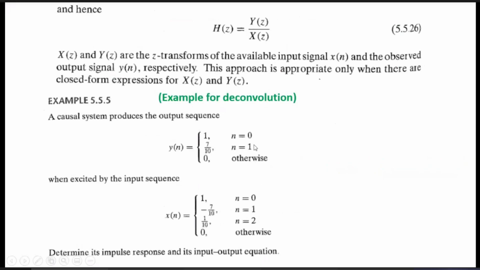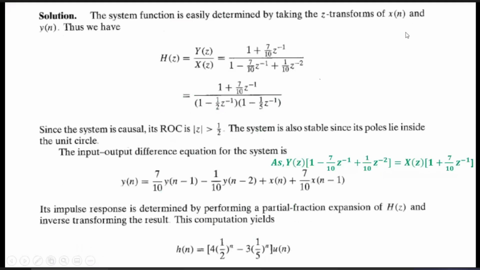Okay, you see, so that time it will become 1 plus 7 by 10 z inverse. Similarly, X(z) is calculated with the z transform of x(n): 1 minus 7 by 10 z inverse plus 1 by 10 z to the power minus 2. So we get this one. Now we factorize it, we multiply into two terms, and we see that this is the expression of H(z).